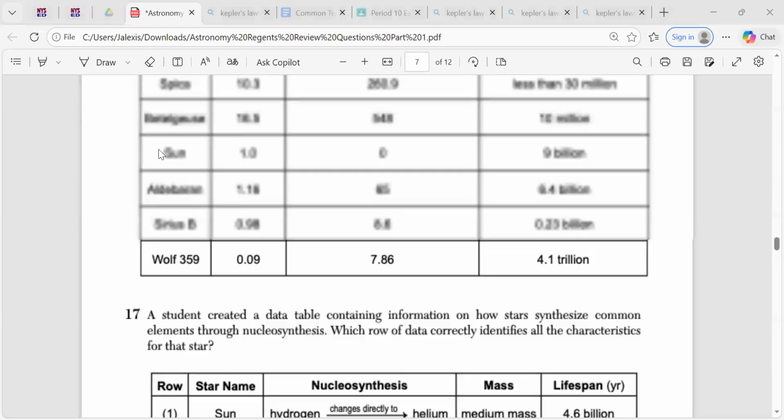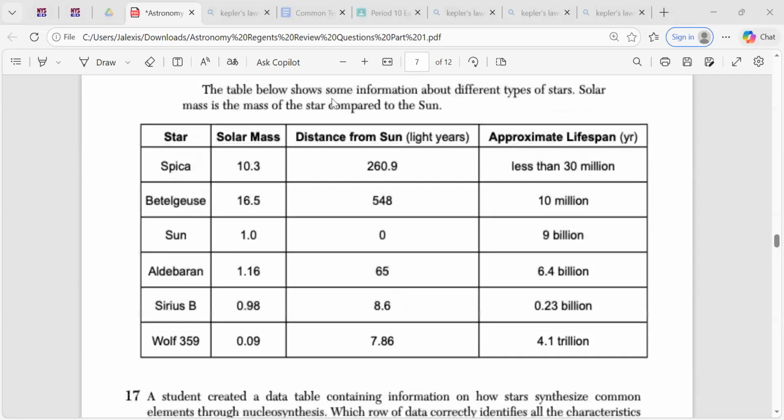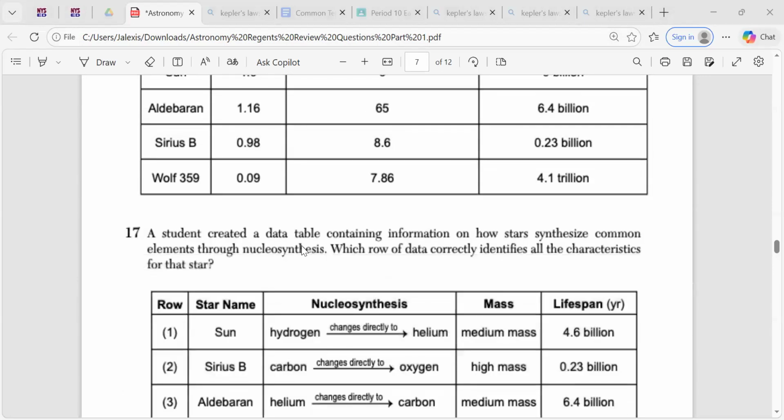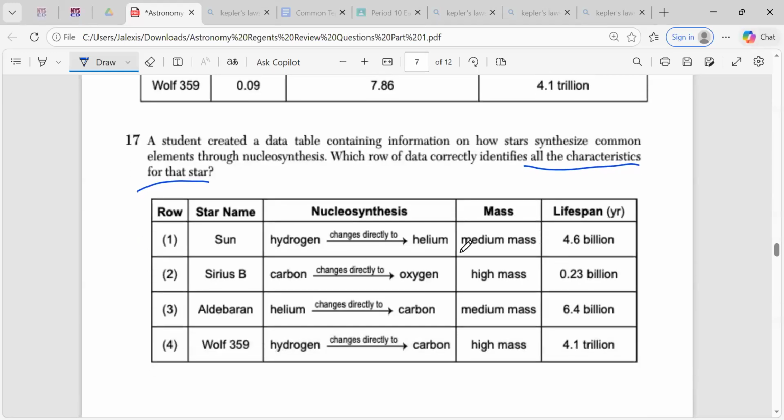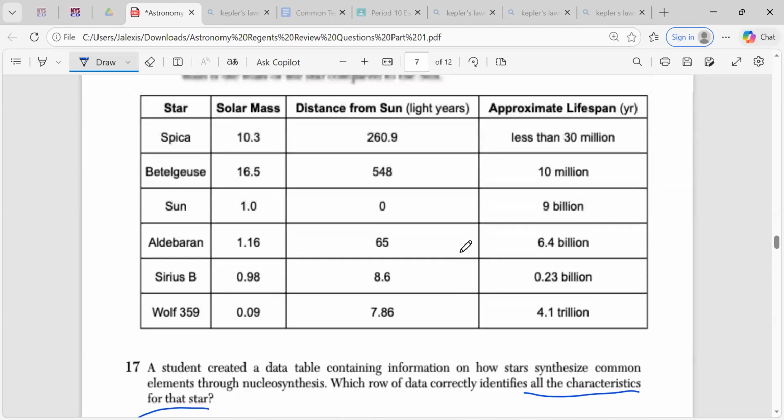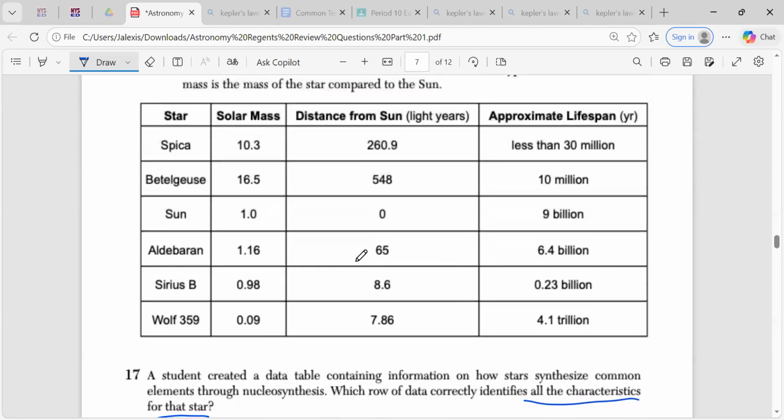All right, so number 17. It gives us a table below that shows some information about different types of stars. Solar mass is the mass of the star compared to the sun. We have this data table, and it says a student created a data table containing information on how stars synthesize common elements through nucleosynthesis. Which row of data correctly identifies all the characteristics for that star? So we're going to do a process of elimination with some things that we do know.